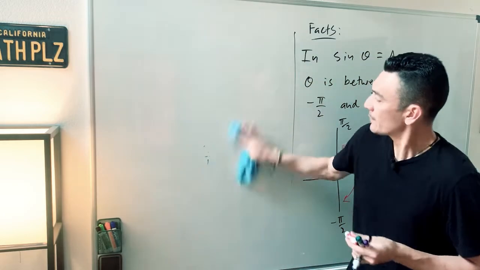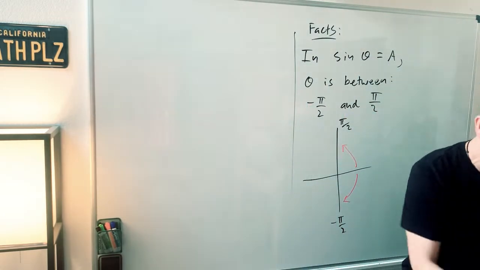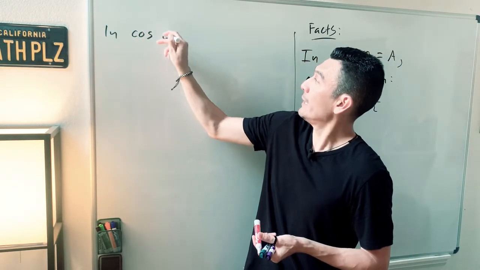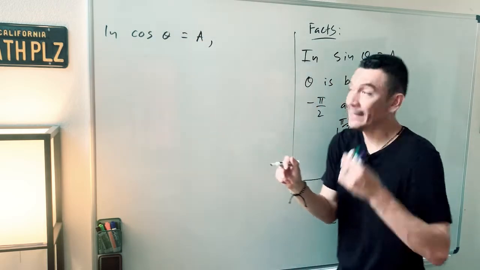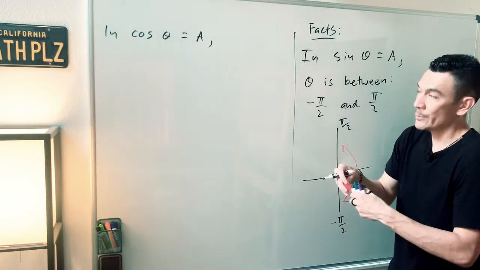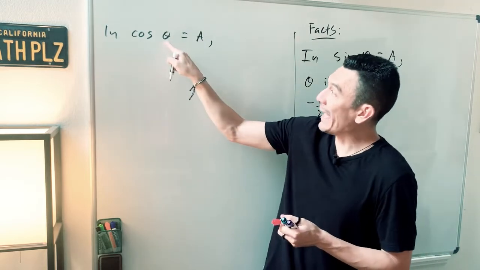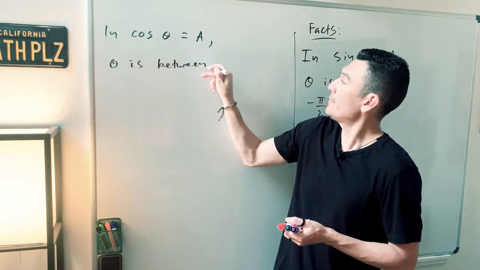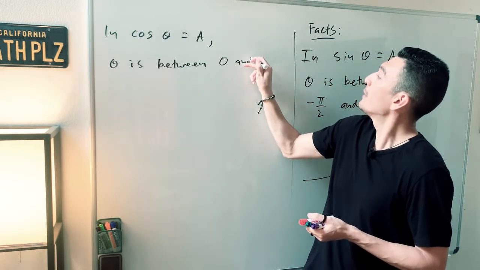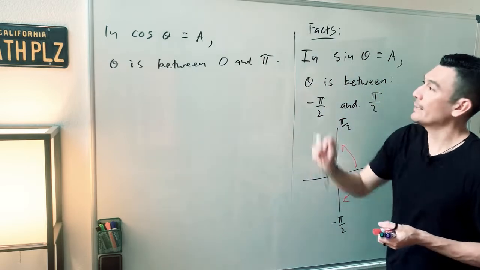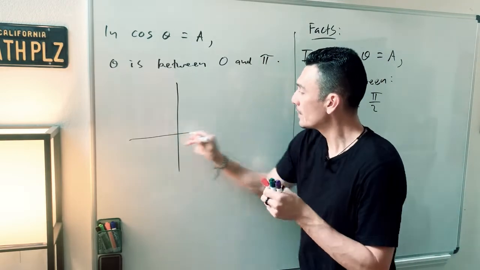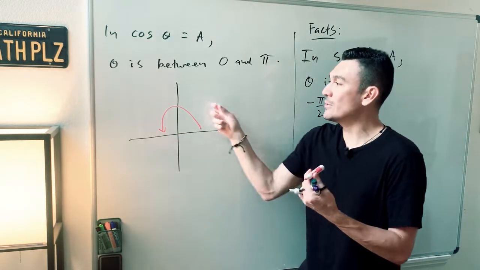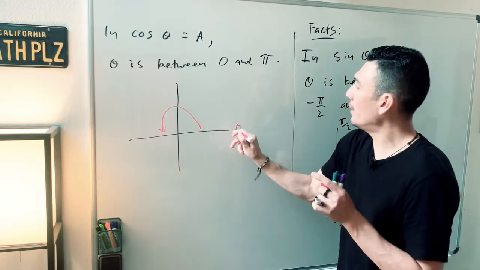So similarly, over here on this side, we can jot down this other fact. We can say in cosine of theta equals A, right? A different situation now. So when you're dealing with cosine, that answer, theta, is between 0 and pi. So visually, for that one there, your answer theta would have to be somewhere in quadrants 1 and 2. Somewhere between 0 and pi.